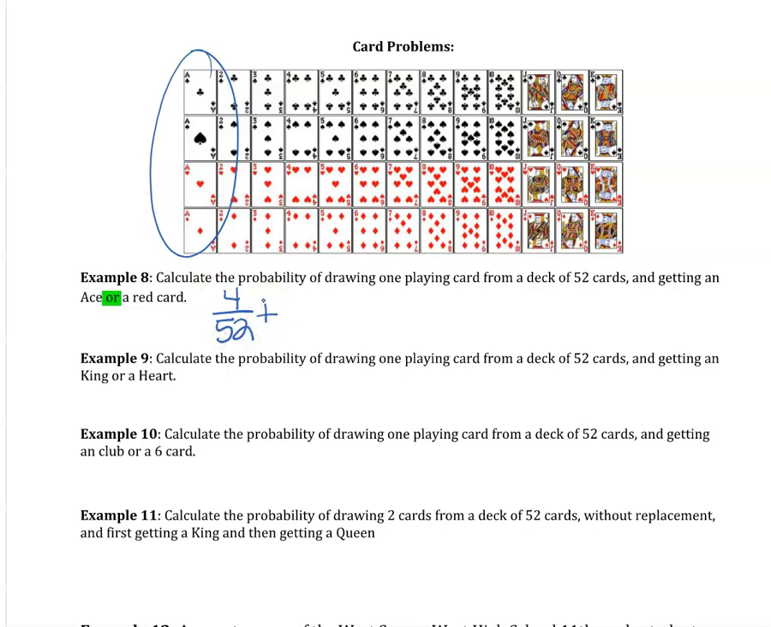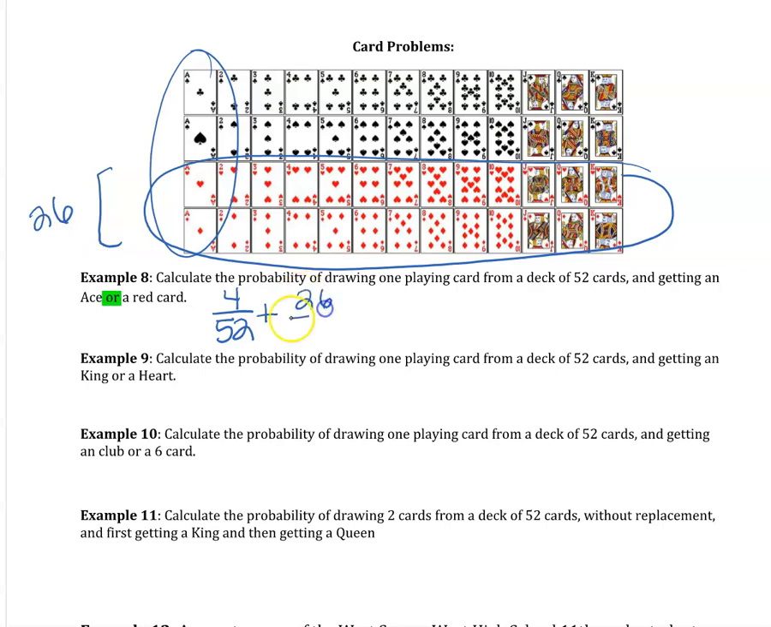How many cards are red? Well, that would be half of the deck. So keep in mind if there are 52 cards, 26 of them are red. But then you can't forget that some of the aces were also red. These right here, right? And we don't want to count them twice. So that means I'm going to subtract 2 out of 52 because there were 2 aces that are also red.